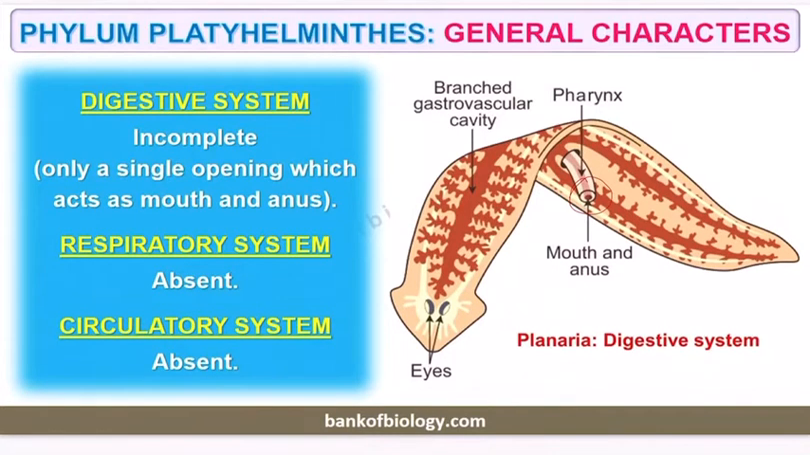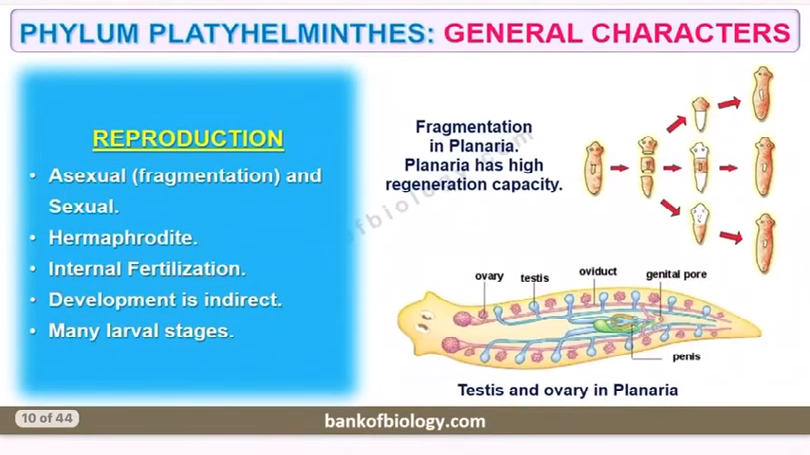Digestive system, it is started, it's a good sign, but yet it is incomplete. Only a single opening which acts as mouth and anus. So unfortunately, the same structure is doing both the works, mouth as well as anus. That is the problem with this. And respiratory system still absent, circulatory system still absent. So that's why still it is in the lower category.